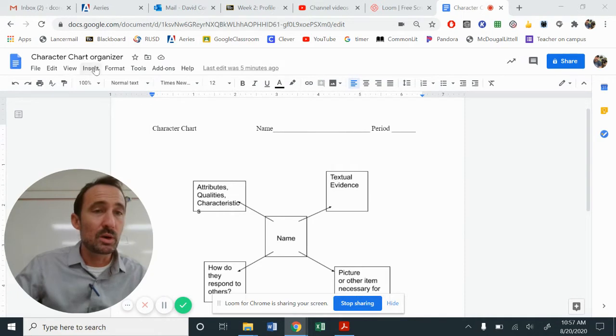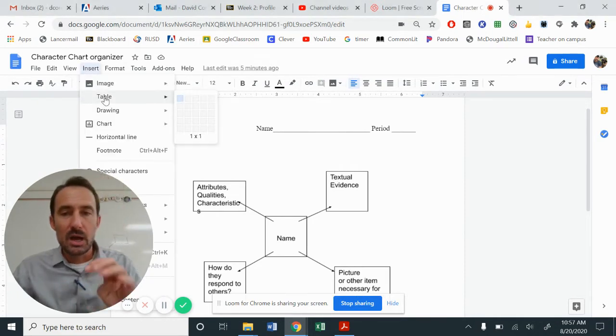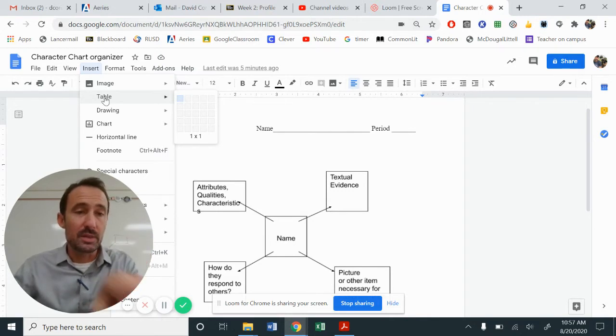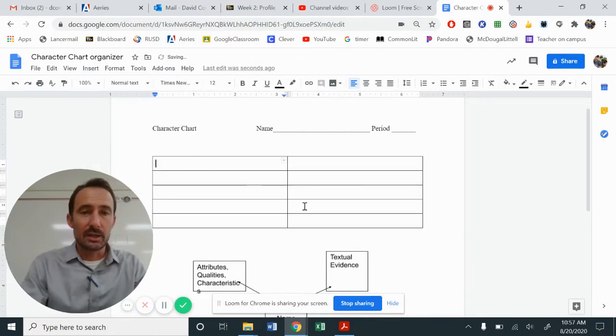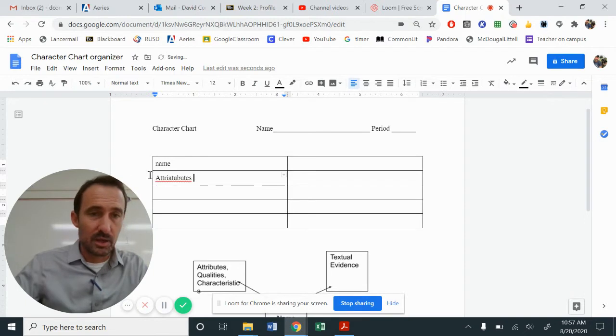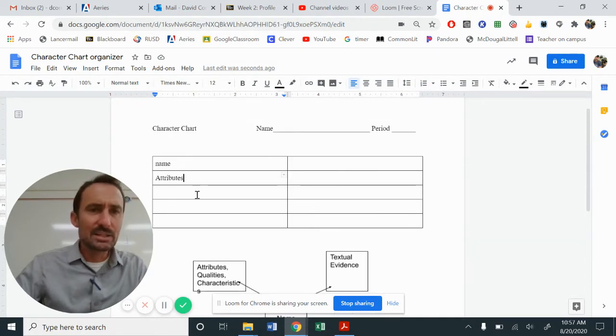If you don't have this and you want to insert a table, you can go up here to insert, go down to table. It looks like there's 4 on the outside plus the name. So I'm going to make a row here of 5. I can put in name, attributes, characteristics, textual evidence, how they respond to others. I can do all of that.